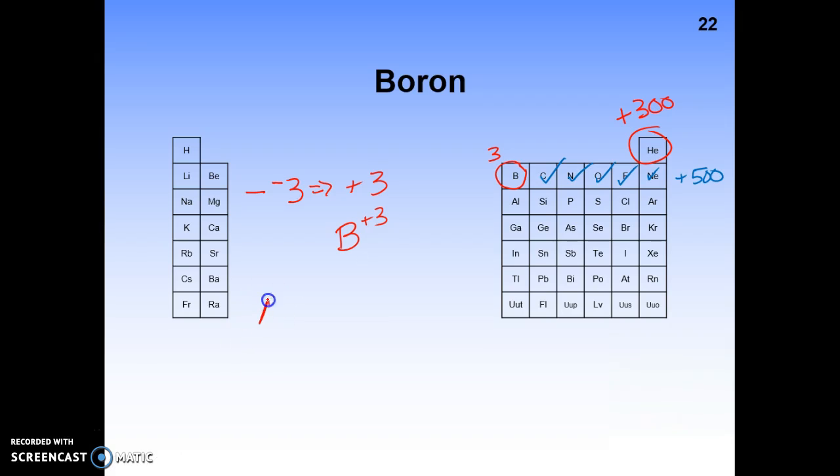Now, if boron, we're looking at atoms and ions here. Boron has 5 protons and 5 electrons for a 0 charge. We know that from our previous discussions. Boron is still going to have 5 protons as an ion, but now it has 2 electrons instead of 5 for a +3 charge. So this is boron's ion configuration.